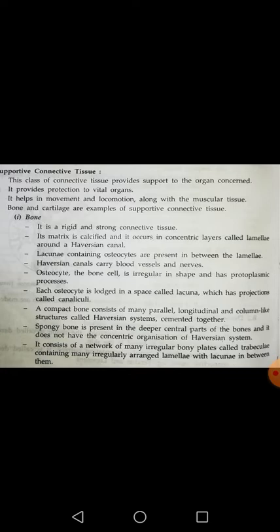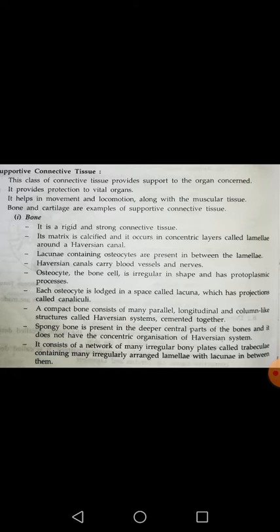In the middle of the bone you will observe a canal. This canal is called the Haversian canal. Now I am talking about the osteocytes. Osteocytes are the bone cells, which are irregular in shape and bear protoplasm, and each osteocyte is lodged inside a special structure called a lacuna, as I mentioned earlier, and its projections, its corners, are called canaliculi.